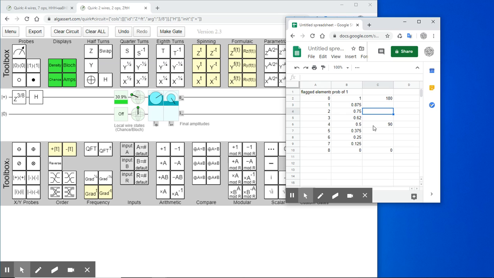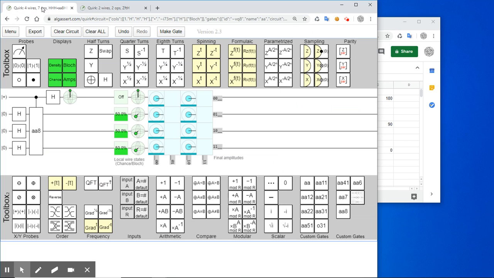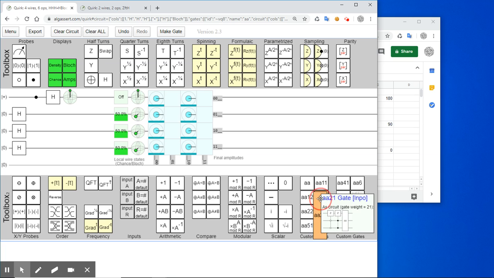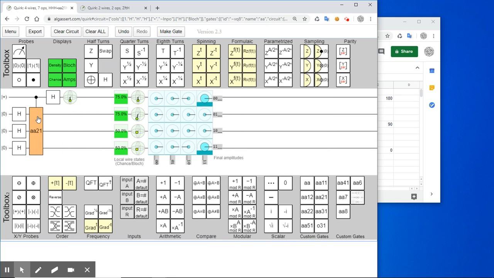How could I find intuitively what phase this translates to? For example, with AA2, we've got a 75% chance of measuring 1. So how can I figure out what phase this translates to? That's the next question to answer.